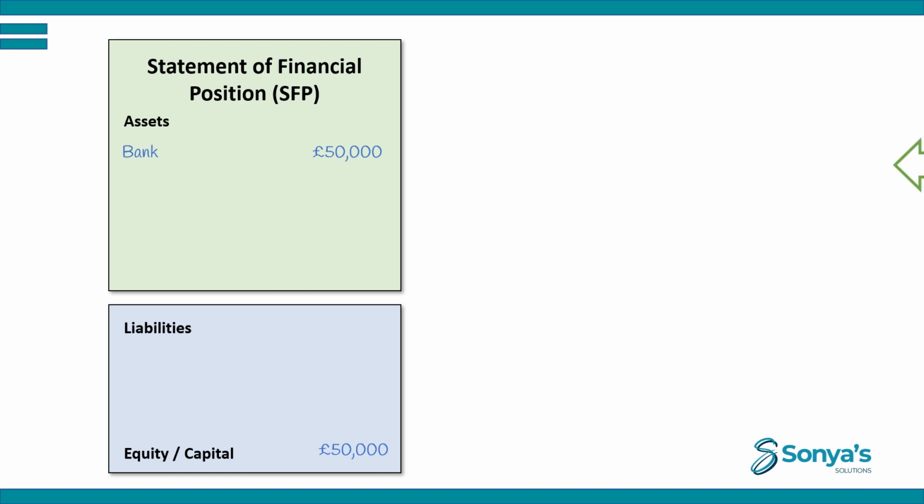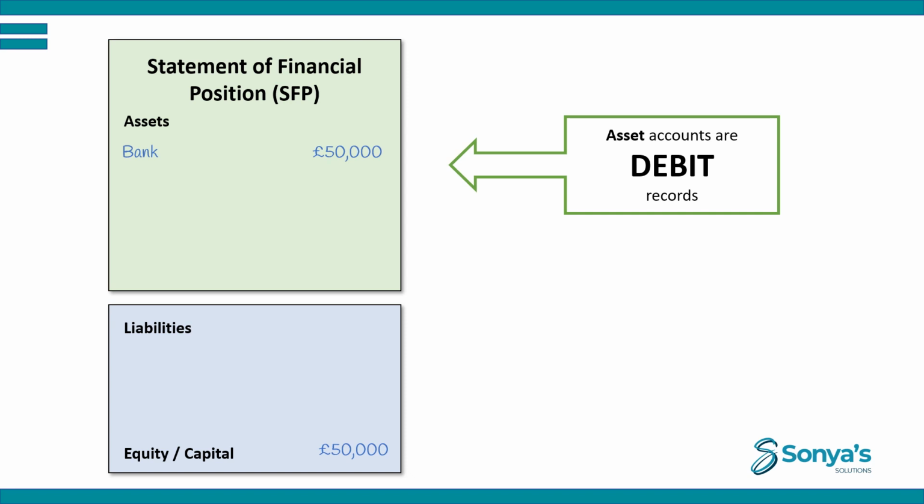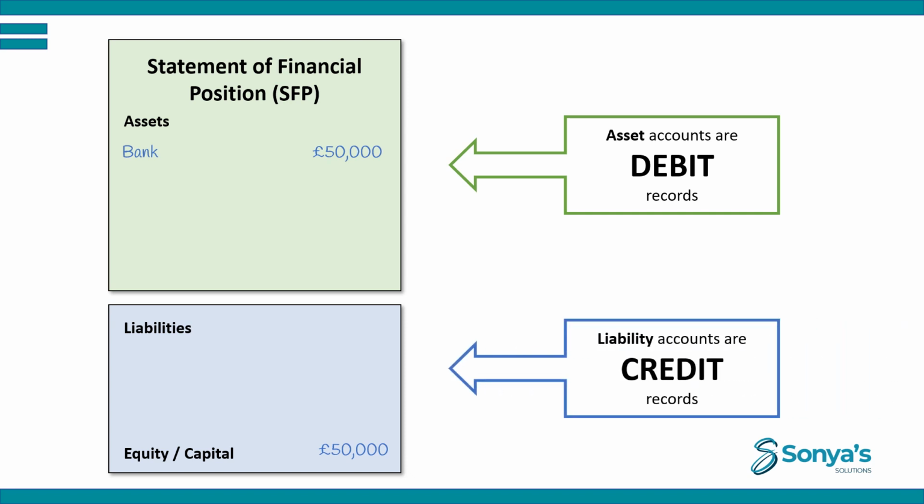In a double entry bookkeeping system, we use debits and credits to record the opposite effects. Debit records are used to record changes in the value of assets, and credit records are used for liabilities.